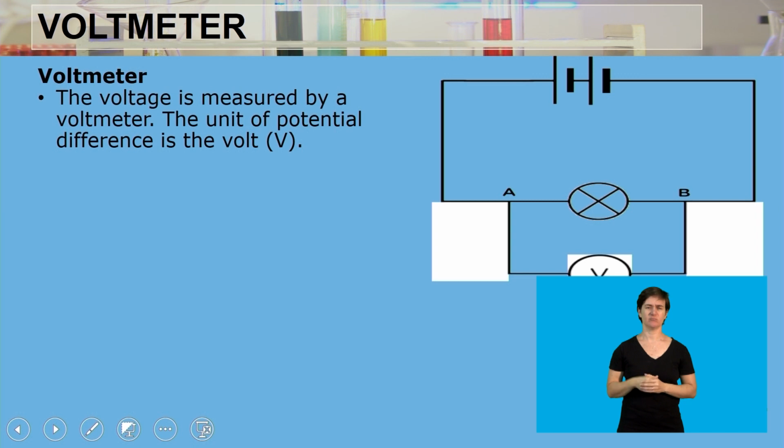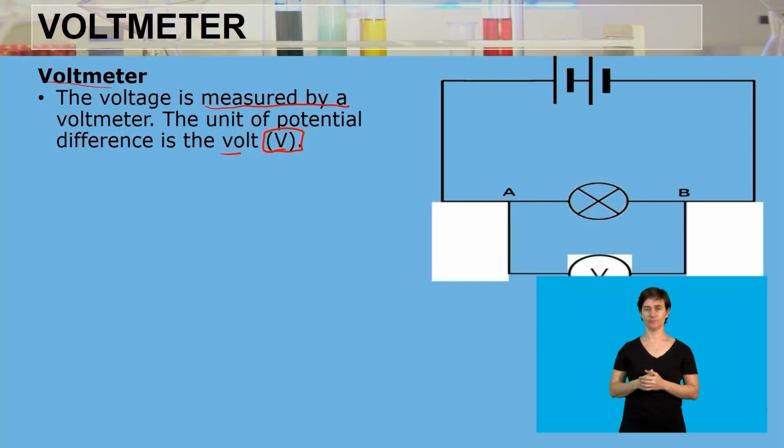What else do we find in a circuit? We also find a voltmeter. A voltmeter is a measuring device that is used to measure voltage. So the voltage is measured by the voltmeter, as we are saying. And then the unit for potential difference, or rather the unit for this voltage, is going to be V, our volts. So we're measuring the voltage in volts and the unit is V. Much like the current is measured in amperes, the unit for current is A. In this case, voltage is measured in volts and the unit is going to be V.